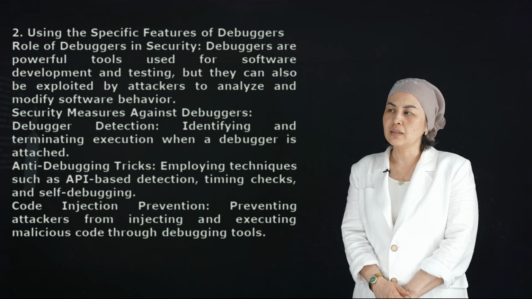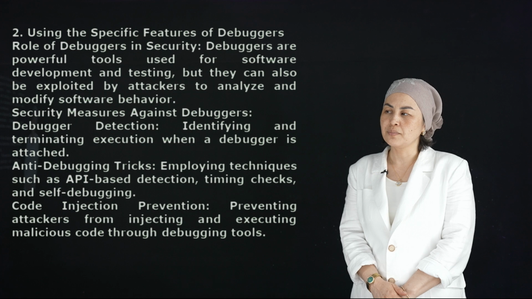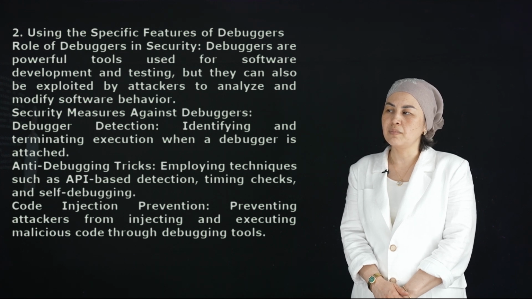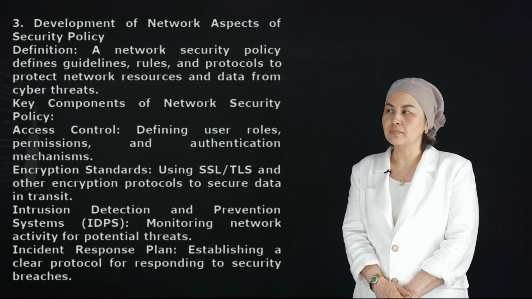Debugger detection is about identifying and terminating execution when a debugger is attached. Anti-debugging tricks are about employing techniques such as API-based detection, timing checks, and self-debugging. And code injection prevention is about preventing attackers from injecting and executing malicious code through debugging tools.